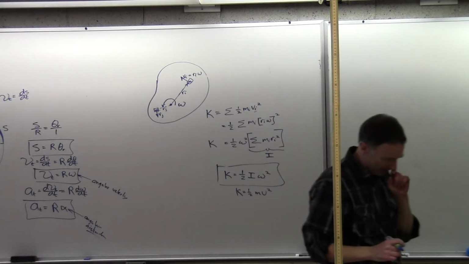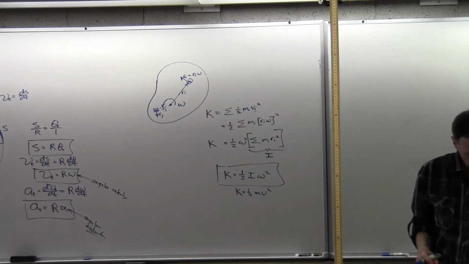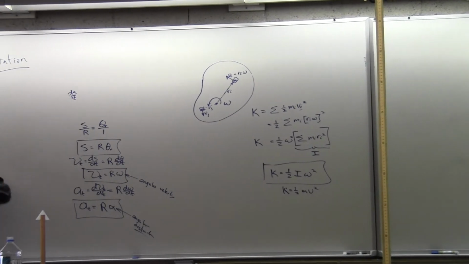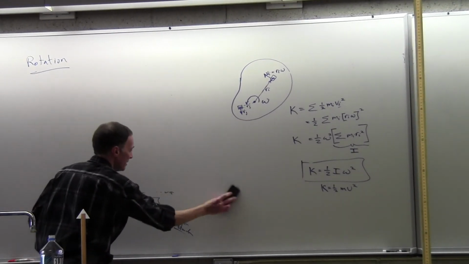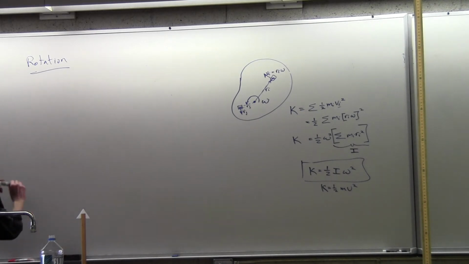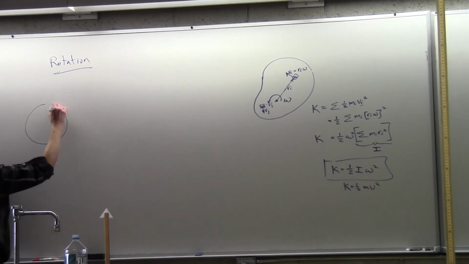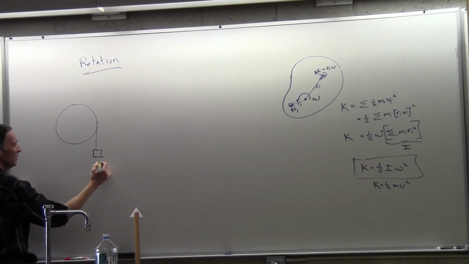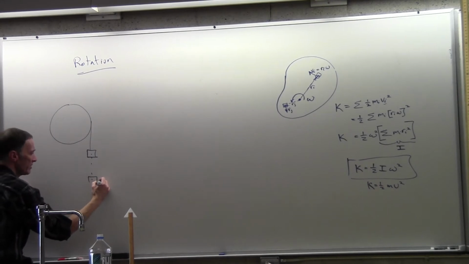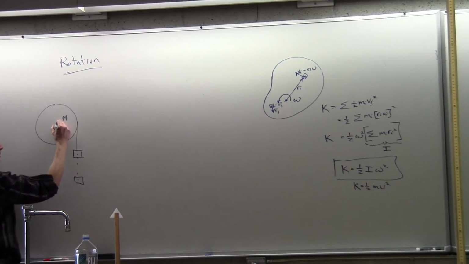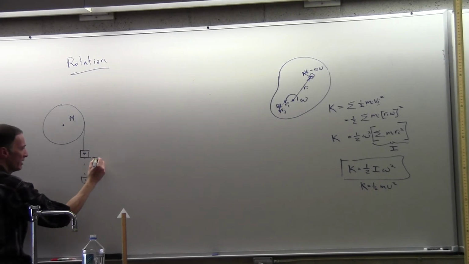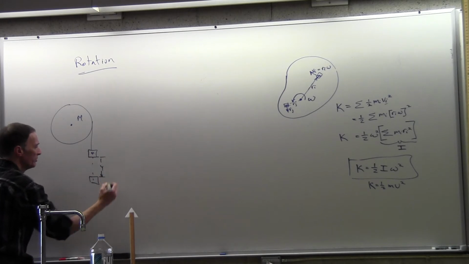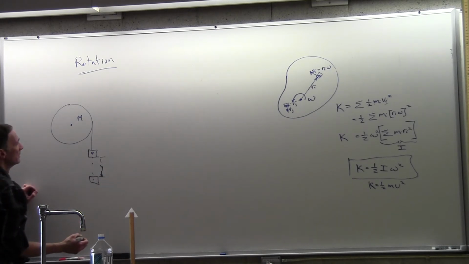Let me do a little quickie example for that. How about if I take an object, let's say a disk, and let's say we hang a mass on it, and we let this mass drop some distance. So let's just call this big M and this little m, and it falls some distance, distance y. And what are we looking for?